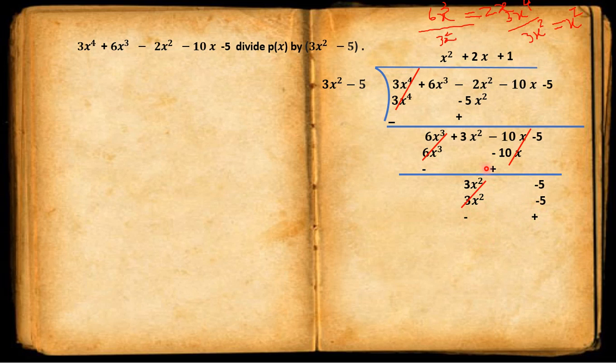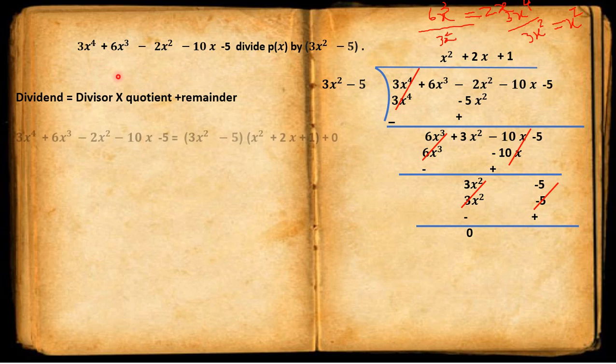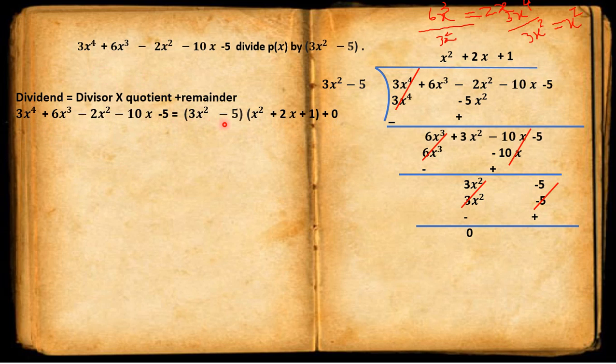Now subtract, so these two terms cancel out. So at the end we get remainder is 0. Now as we talked about, 3x square minus 5 is the factor, that means it divides the polynomial completely, and we get at the end remainder is 0. So we can write it as dividend is equal to divisor into quotient plus remainder. That means this polynomial is equal to 3x square minus 5 into x square plus 2x plus 1, and remainder is 0.